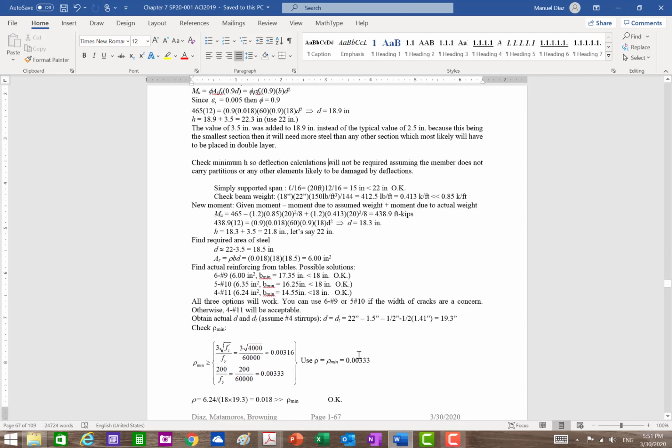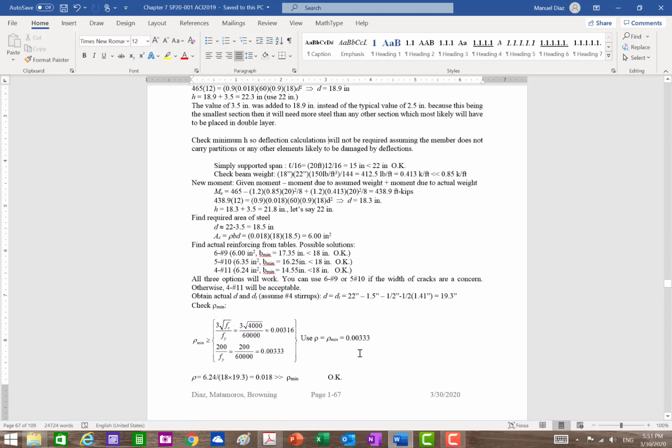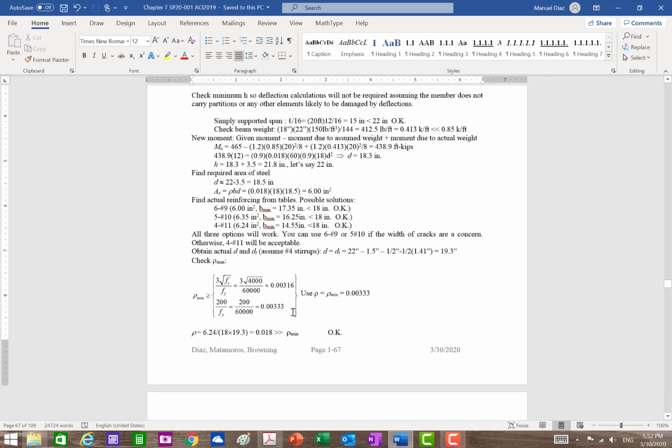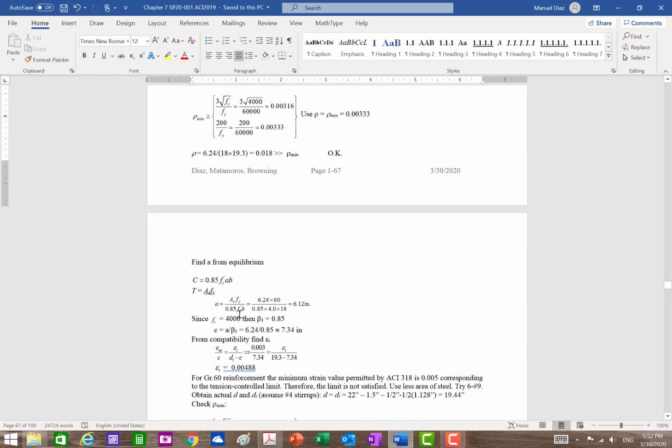All right. So once I selected that, my 4 number 11s, I found my actual d and dt. Check my rho minimum. It should be okay, right? I mean, I'm just doing it because I got to get used to always check it, right? But you know this is going to be satisfied because you're using rho maximum, so it should be satisfied. Okay, so your rho is pretty big compared to that one. All right, find your a value again, find your c value, find your epsilon t.